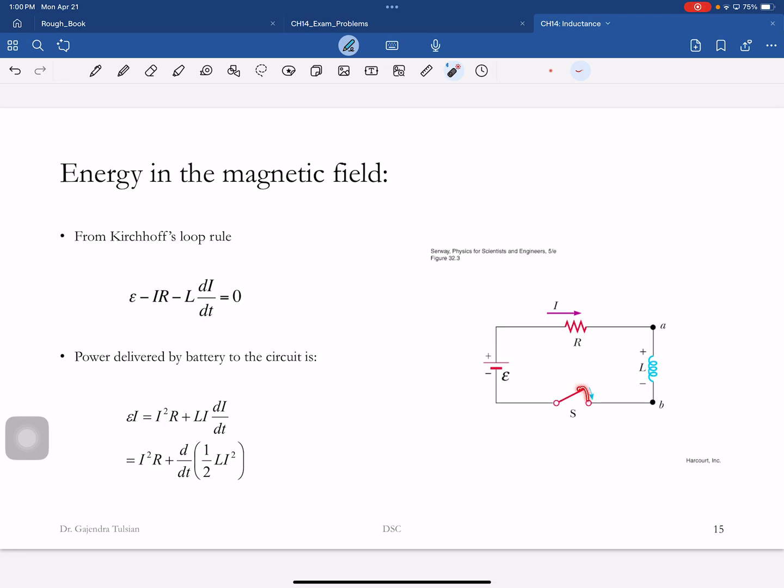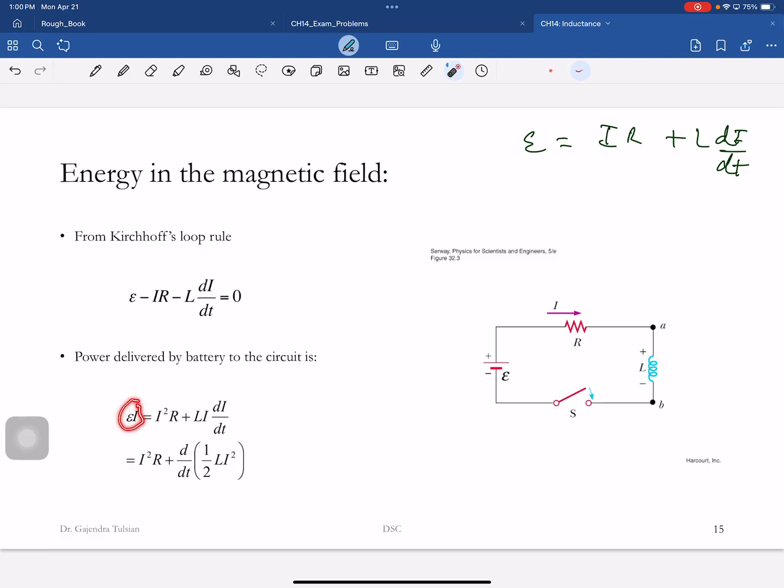So again, once you close the switch, the behavior of this system is given by this differential equation. How did we get this differential equation? Using Kirchhoff's loop rule: plus E minus IR minus L di by dt. I can bring these two terms to the right, and E equals IR plus L di by dt. And then I'll multiply this equation by I. So E times I is I squared R plus L I di by dt.